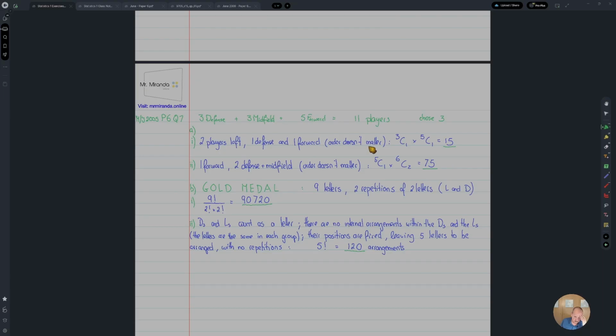Again, the order doesn't matter, okay? Of the 3 of them, you have to calculate the number of arrangements for 2 of them. So that's 1 out of 3. Again, if you have 1, it doesn't matter if you use combination or permutation. I defaulted to combinations. And 1 out of 5 for the forward. Okay, multiply, that's 15 different arrangements.